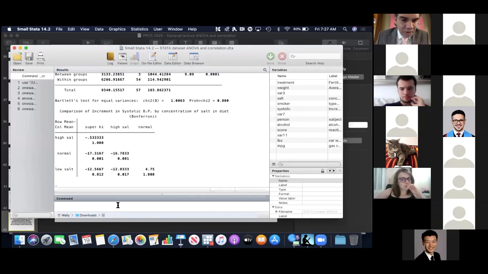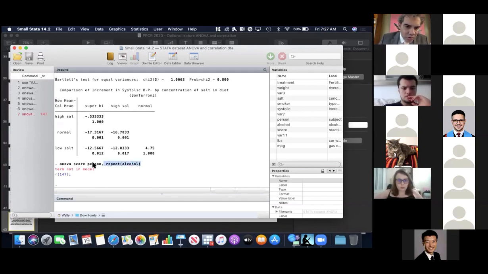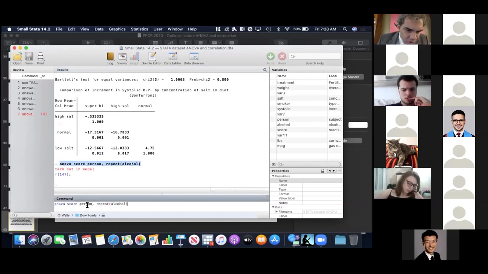Okay, repeated measures. So we'll do the ANOVA. We'll put my dependent variable, which is score. I'll put my independent variable, which is person, and we put here repeat. I think it's alcohol. Let's see if it works. Nope. So let's do this again. I don't remember exactly how the command worked, but score person, here I think it's alcohol again.